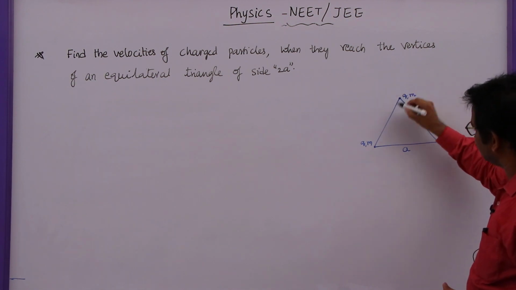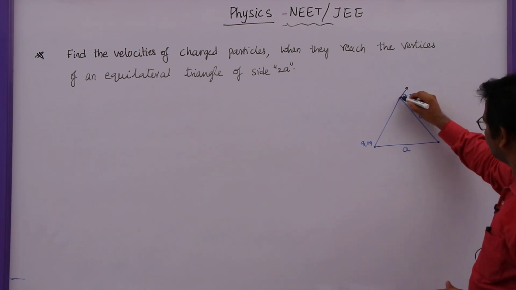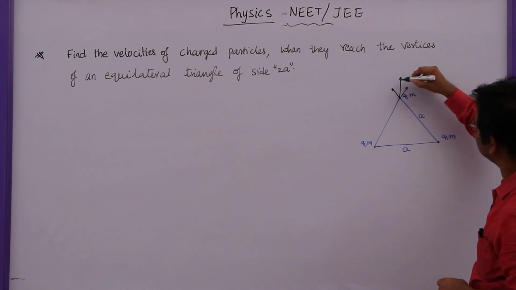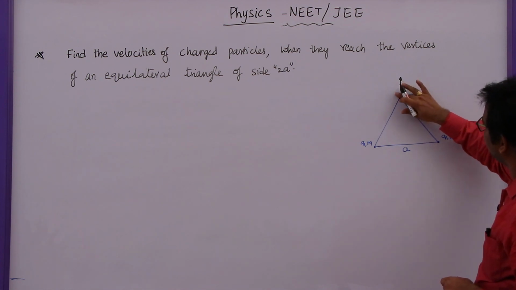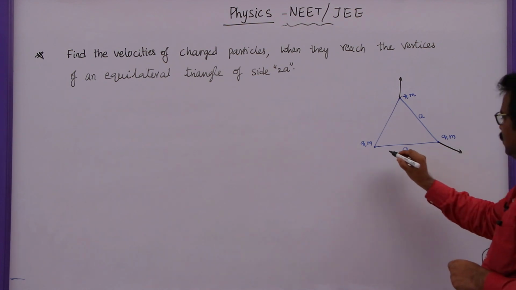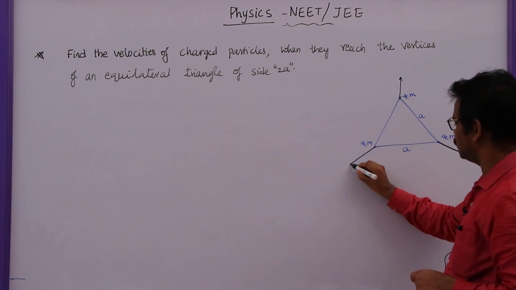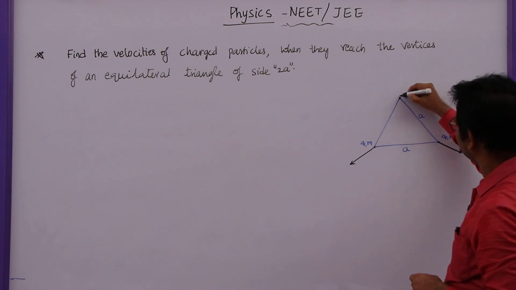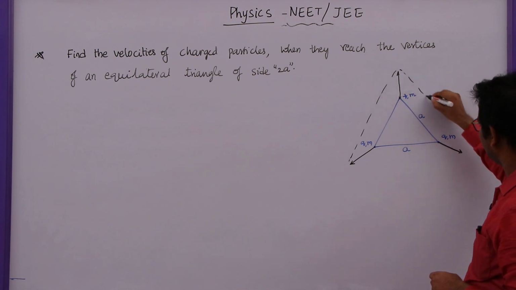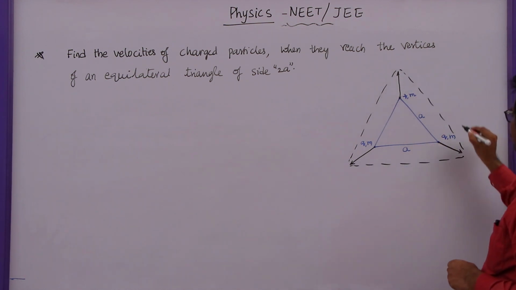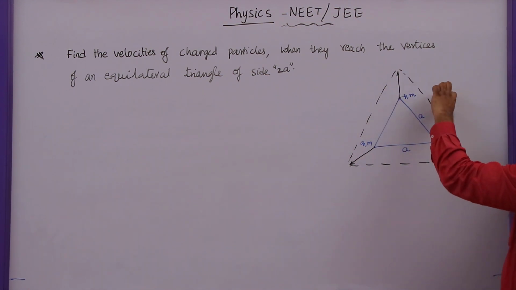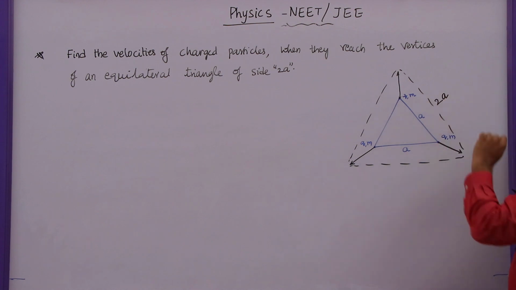These two repel along this path, and these two repel along this path. The net repulsion force is the vector sum of these two, so this charged particle will move in this direction. Similarly, this charged particle will move in this direction, and this one in this direction. So due to the motion of these charged particles, after some time they reach new positions forming a triangle whose side is 2A. This is also an equilateral triangle; previously the side was A, now it is 2A.